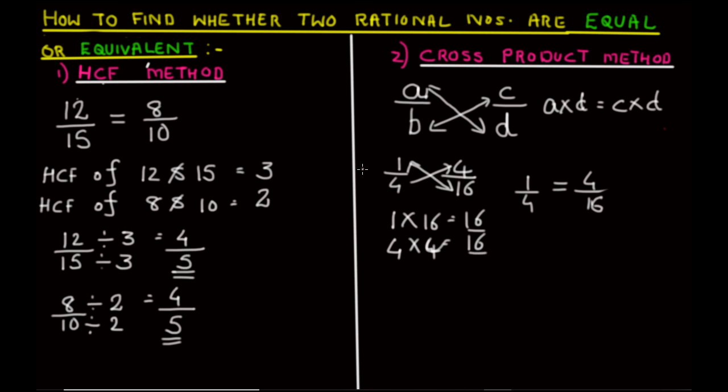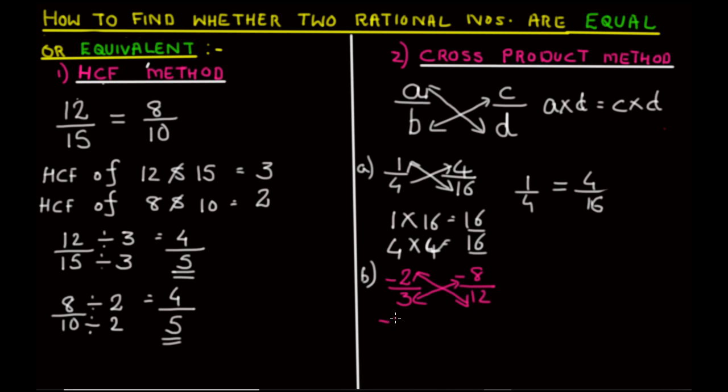Let me take another example for finding out whether two rational numbers are equivalent or not. Let's take the example of negative 2 by 3. Is it equivalent to negative 8 by 12? Let's take the cross product method. That is, let's find whether negative 2 into 12, what does it give us? And 3 into negative 8, what does it give us?